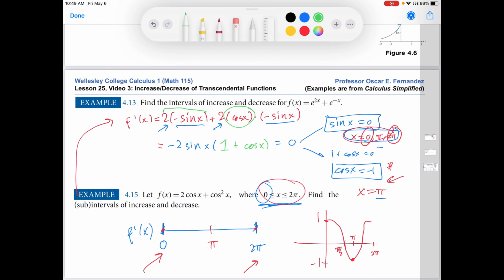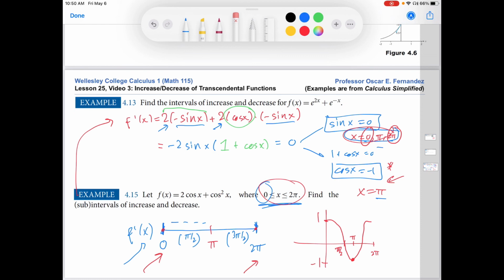As usual, you can pick whatever values you want, but it would be nice if you picked values for which you know the sine and cosine. Something between 0 and pi that we know sine and cosine values for is pi over 2, and similarly over here, 3 pi over 2. I'm going to pick those two x values, substitute them into the derivative, which is up here, and see if the sign is positive or negative. Sine of pi over 2 is 1, and cosine of pi over 2 is 0, so I would get negative 2 times 1 times 1, in other words, a negative number.